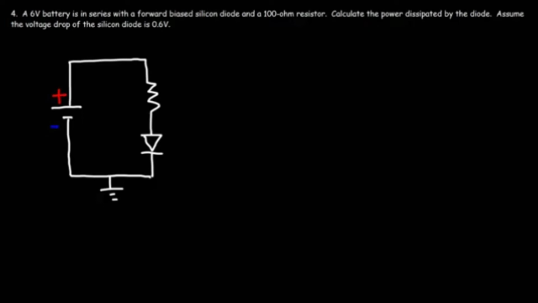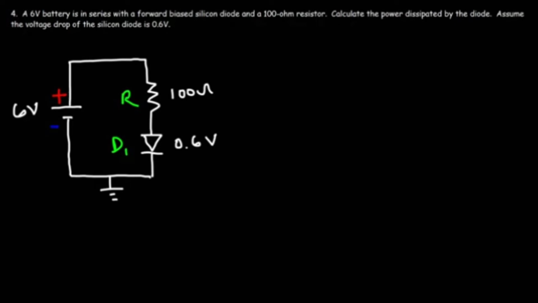A 6-volt battery is in series with a forward bias silicon diode and a 100 ohm resistor. Calculate the power dissipated by the diode. Assume the voltage drop of the silicon diode is 0.6 volts. So this is R, we'll call this D1. So we have a 100 ohm resistor and a diode with a forward voltage drop of 0.6 volts. And we have a 6-volt battery.